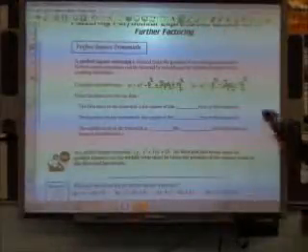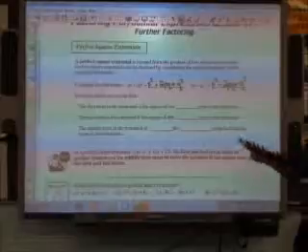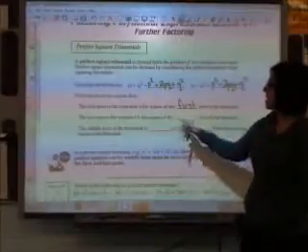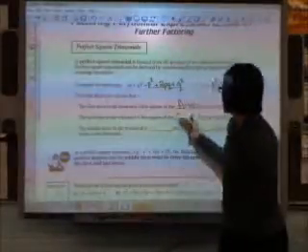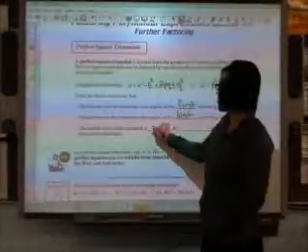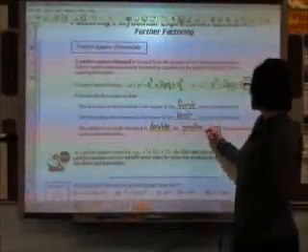So my first and my last term are always going to be positive, no matter what. And my middle term has the same sign as what was in my binomial. So the first term is the square of the first term in the binomial. The last term is the square of the last term in the binomial. And the middle term is 2 times, or double, the product of the first and the last term.